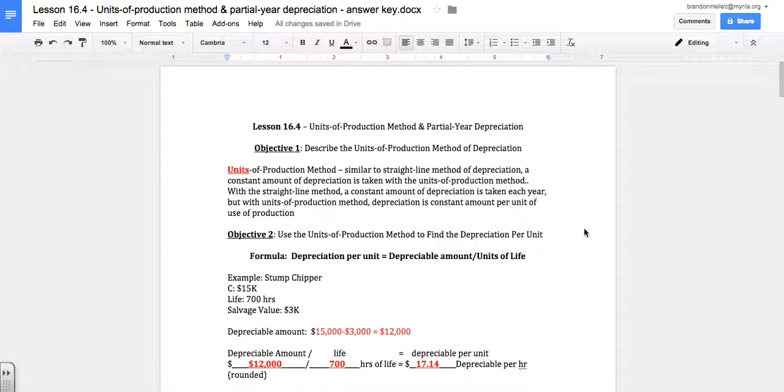So in your handouts that are on the podium, if you have not gotten those yet, it's probably a good time to get those right now. We are going to look at lesson 16.4.